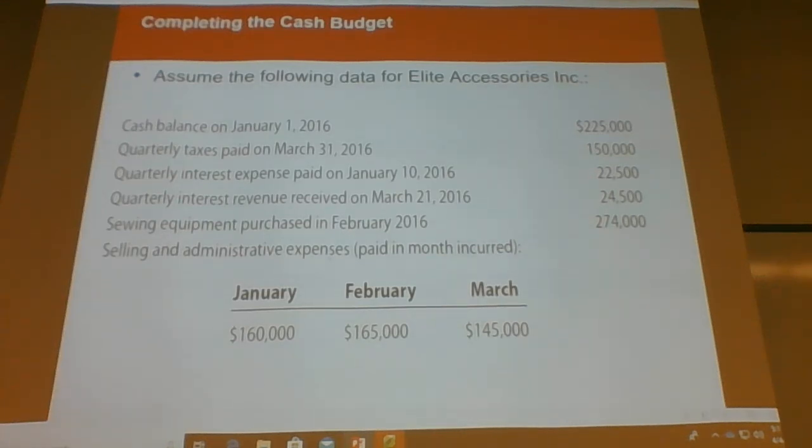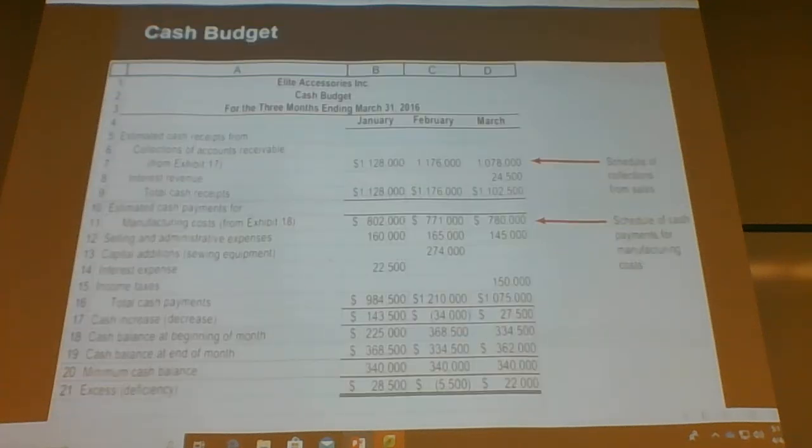Let's go ahead and look at our completed cash budget here on the next page. We have first our estimated cash receipts for the 3 months. We had that unusual item of interest revenue, and we only collected that in the month of March. So we don't have anything for January and February. So we have our total estimated cash receipts for these 3 periods.